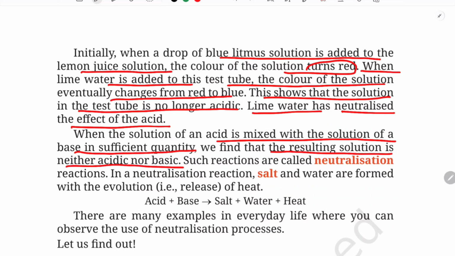So, whenever you mix acid substance with basic substance in sufficient quantity, the resulting solution is neither acidic nor basic. Understood, no? That means neutralization, neither acidic nor basic. So, such reactions are called neutralization reactions. In a neutralization reaction, salt and water are formed, with the evolution, that is a release, of heat. Here, acid plus base, what will you get? Salt plus water plus heat, this is what you will get.